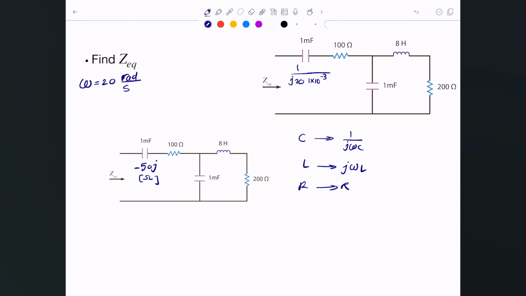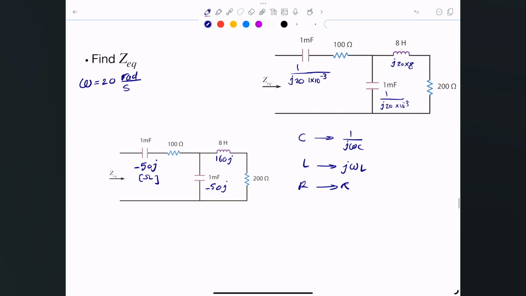How about the 8 henries? Well, the 8 henries is jω, which is 20 rad per second times 8. So 8 times 20 is simply 160, so this is 160j. What about the 200? The 200 stays the same. But what about the 1 millifarad? 1 divided by j times 20 times 1 times 10 to the negative 3. That's 1 divided by 20, negative 3 in here. What we get is very similar to the original one, which we computed here. I should have seen it. It's the same, negative 50j.